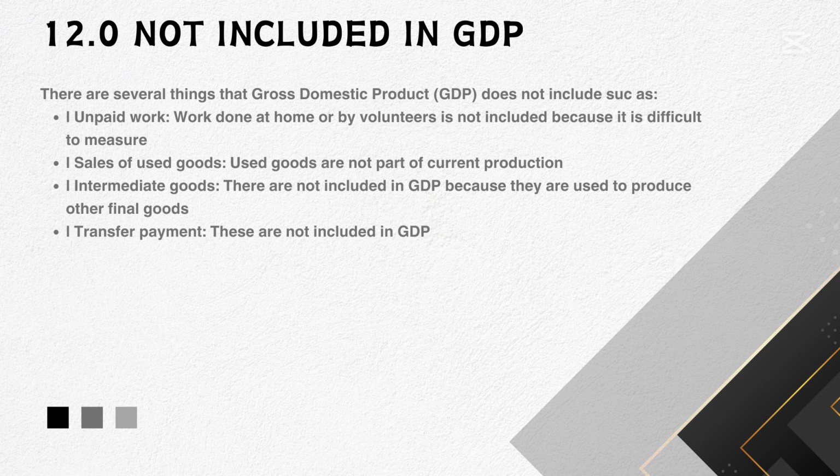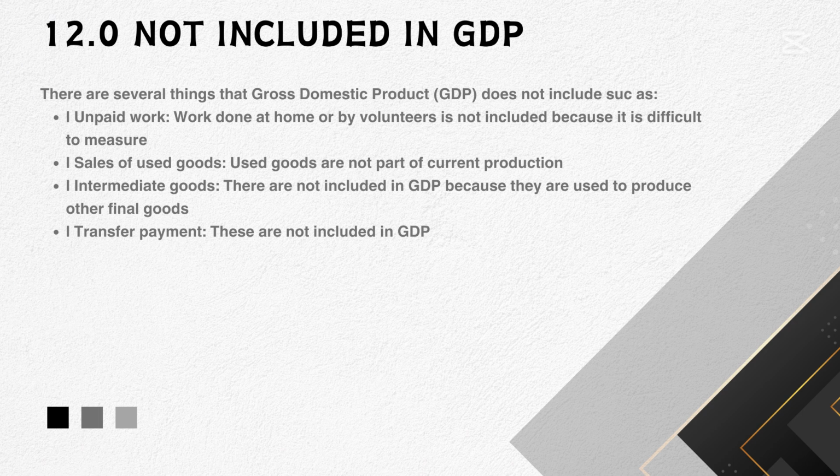Now I would like to explain what is not included in GDP. The first one is unpaid work. Activities like household, caregiving, or volunteer work are excluded from GDP because they are not market transactions and do not have a monetary value that can easily be measured.